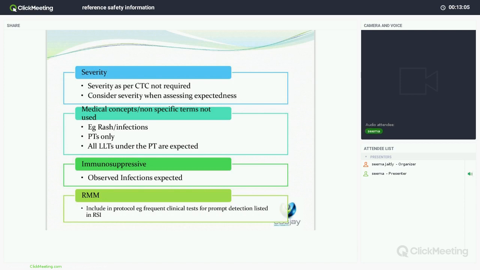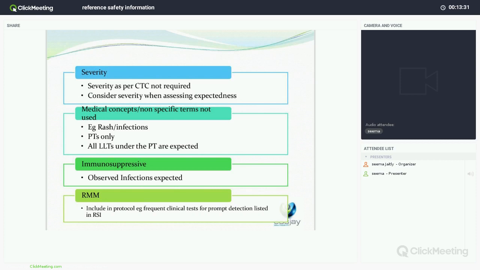Importantly as well, you shouldn't use medical concepts or non-specific terms because they can be quite general. So for example, I've listed here rash, infections. That's very general. You're going to have PTs that are more specific, and it's not going to be helpful to have just rash or infections. You need to be very specific about what you would consider as expected for your IMP.